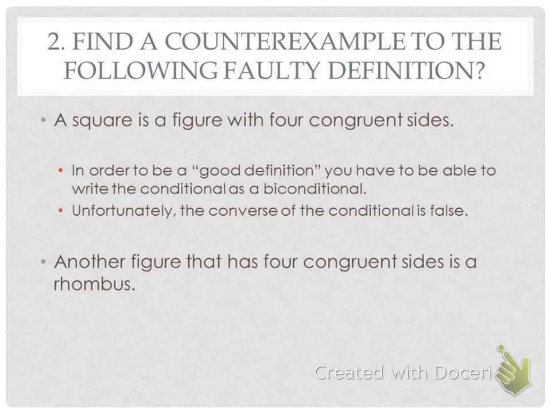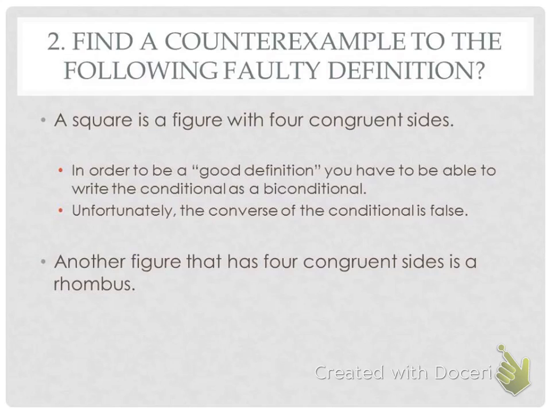Number 2, find a counterexample to the following faulty definition. A square is a figure with 4 congruent sides. Okay, so in order to be a good definition, you have to be able to write the conditional as a biconditional. Unfortunately, the converse of this conditional is false.